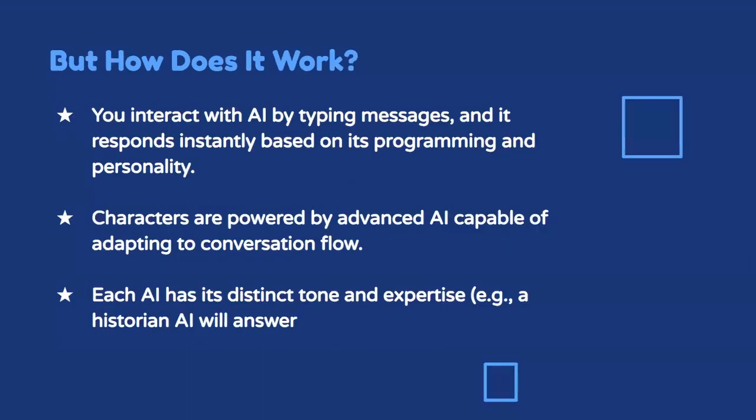How does it work? You interact with AI by typing messages, and it responds instantly based on its programming and personality. Characters are powered by advanced AI capable of adapting to conversation flow. Each AI has its distinct tone and expertise. For example, a historian can answer questions regarding history.